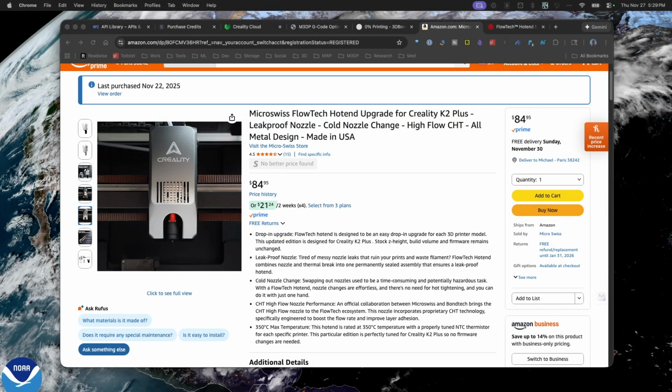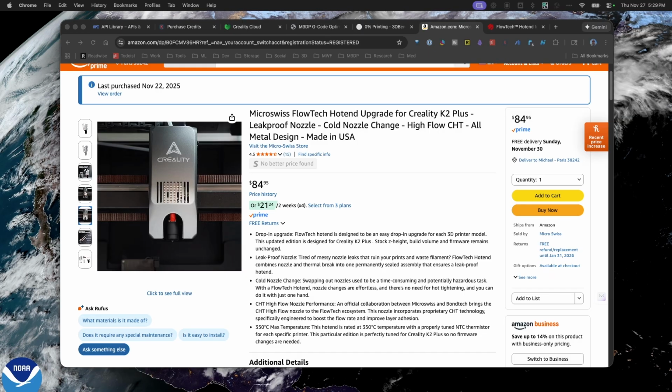So just a couple days ago, I noticed on Amazon that the Micro Swiss FlowTech Hotend for the K2 Plus, which is supposed to be a very good hotend, was on sale for $60. So it was basically $25 off. And it was supposed to be a Black Friday special. Again, that was listed as of the 22nd. And of course, now it's back to full price. But this is something you can watch. Particularly if you're watching it on Black Friday or through Cyber Monday, watch Amazon, see if this goes on sale. I think this is going to be a pretty good upgrade.